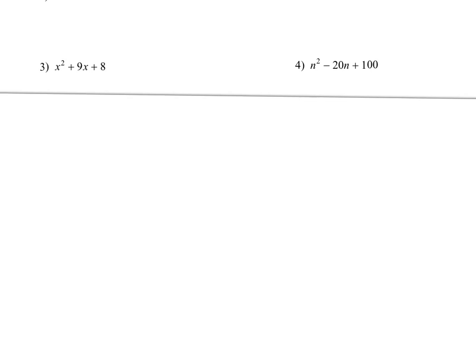All right, next up, number 4. So this one, once again, A is 1, and so that means we don't need a box on this one. So we're just going to think of two numbers that multiply to 100 and add to negative 20. So it seems like 10 and 10 to me if you make them both negative. And so it's n minus 10 and just n minus 10 again.